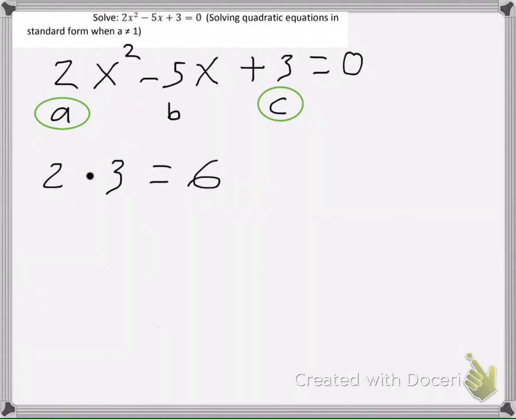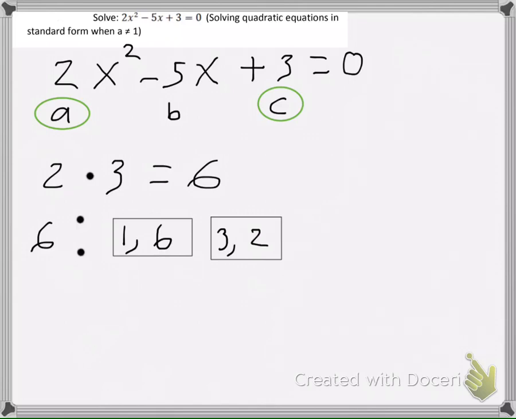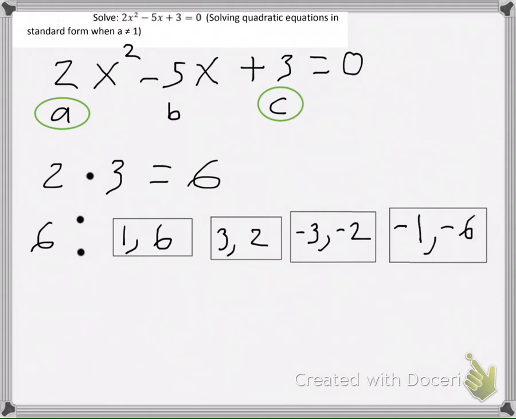6. So now the next step of the AC method is to figure out the factors of 6. So 6 has the factors 1 and 6. It has the factors 3 and 2. It also has two other factors, negative 3 times negative 2, and also negative 1 times negative 6. So here's the next key part of the AC method. Since there's a plus in front of the C, I want to add the factors together to get this middle number here. So let me see if I can do that with any of these factors.